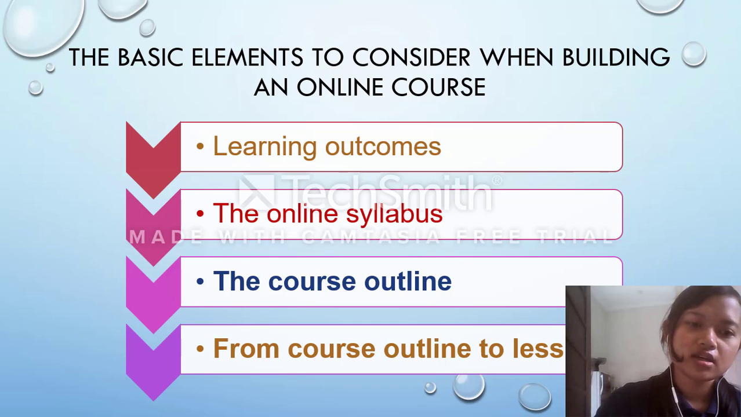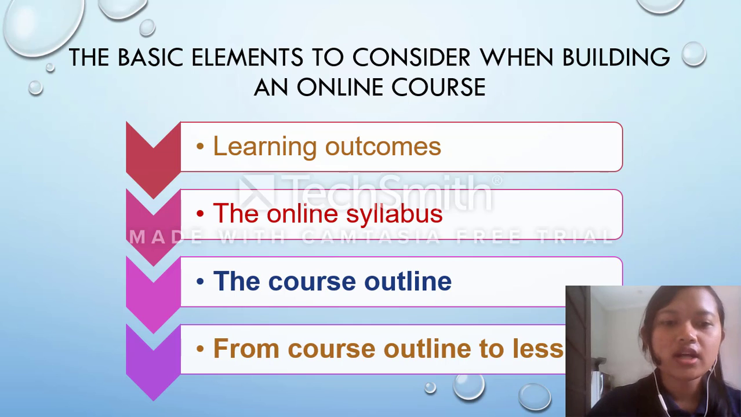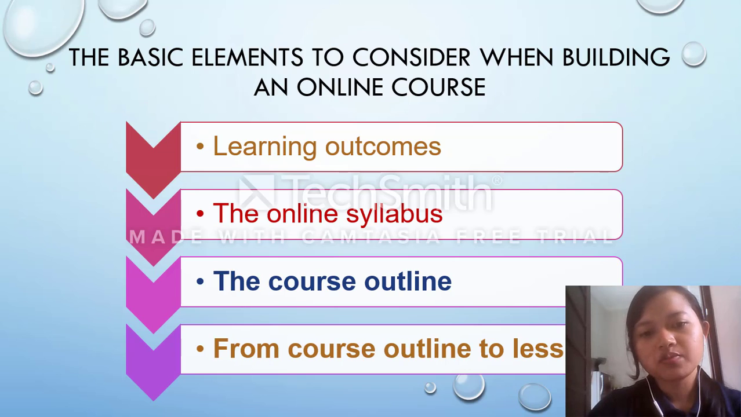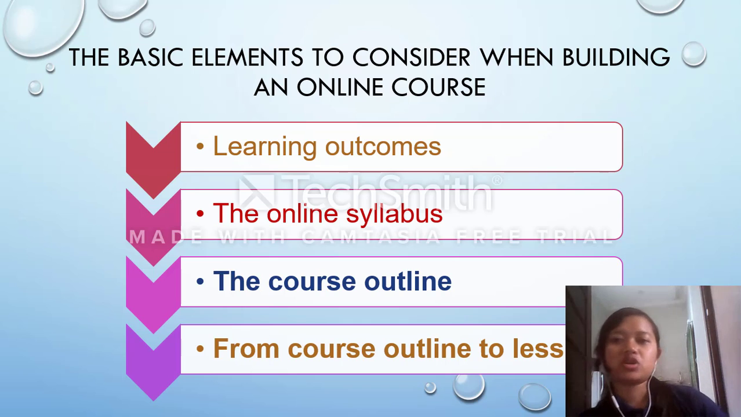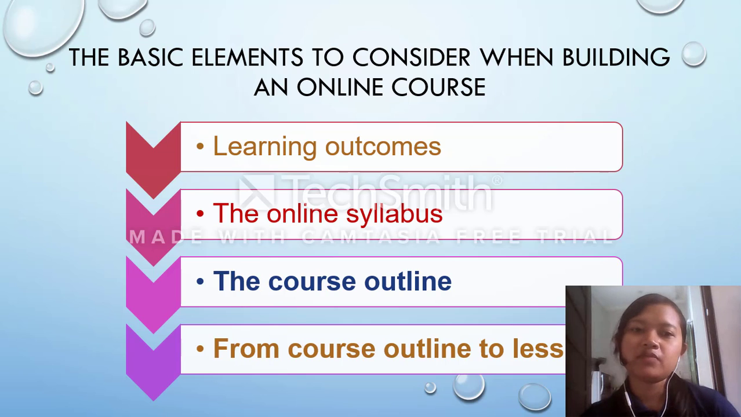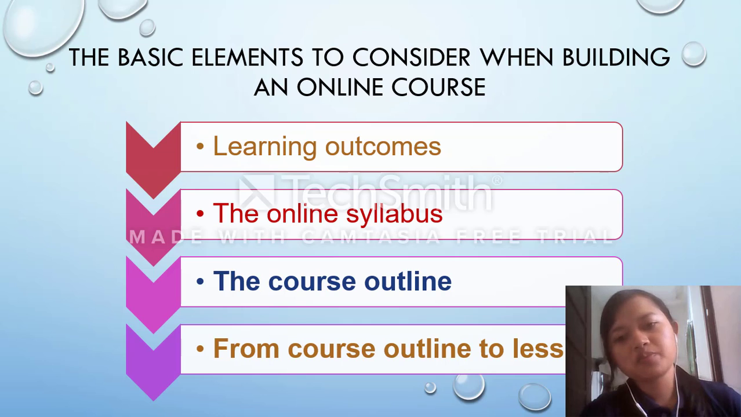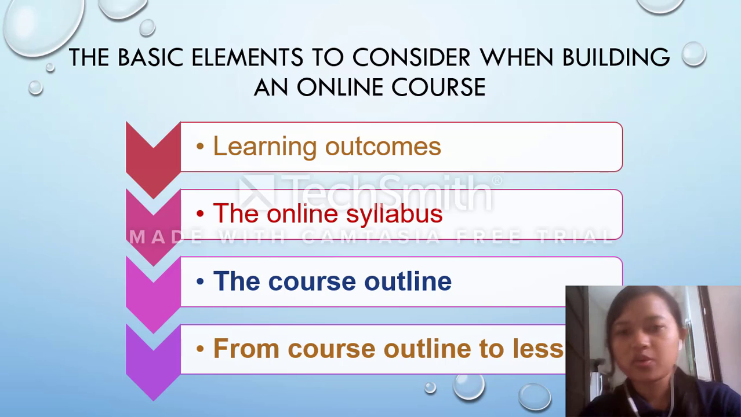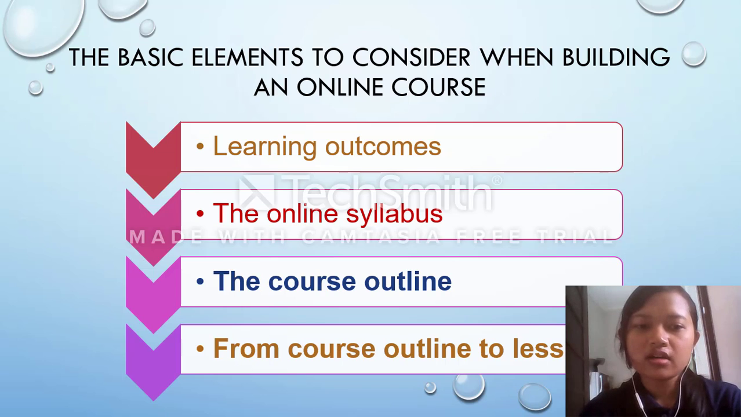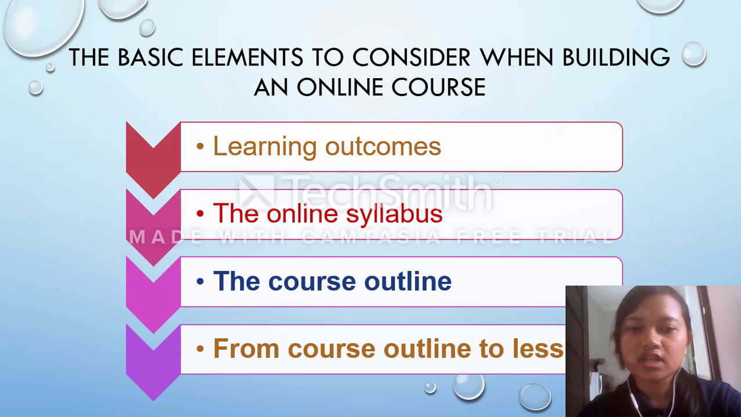And the ninth question is, what are the basic elements to consider when building an online course? Please explain. Basically, there are 4 elements to be considered when we are building an online course. The first is learning outcomes. Learning outcomes are the core of the process that creates courses and programs that follow through on their promises. Thus, there are learning outcomes that are revealed at each stage in the process.